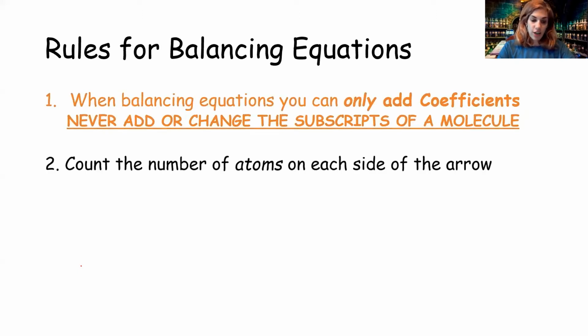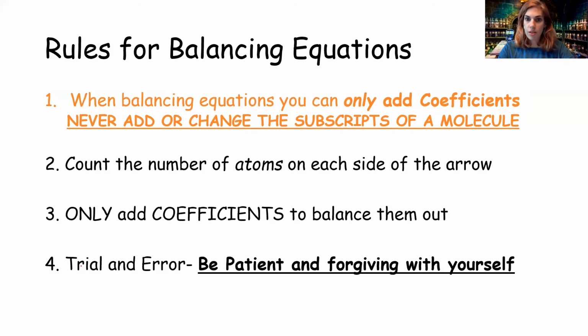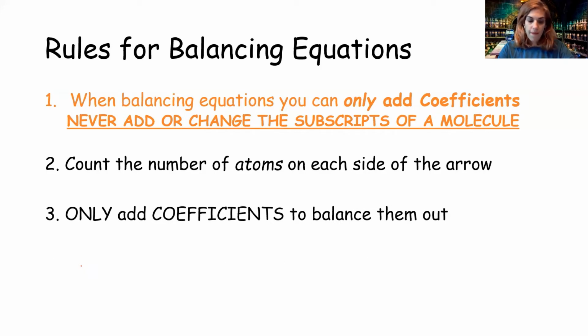To get started in balancing, the first thing you want to do is count the number of atoms on each side of the arrow. If you notice they're not balanced, then you can begin adding coefficients, not the subscripts, to try to balance it out. And then you want to just keep updating your count on each side of the arrow and keep adding coefficients only until everything is balanced out.